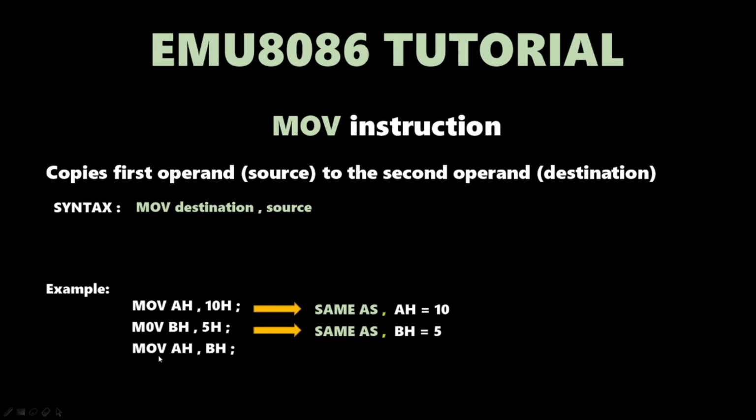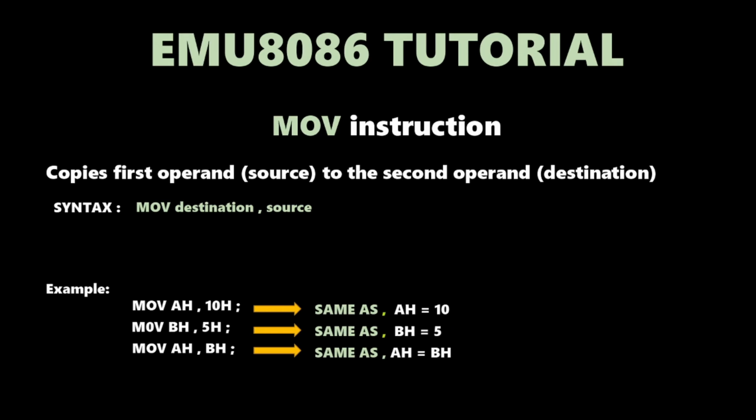Suppose if we write MOV AH, BH. Now what does it do? The BH we saw has the value 5. So the value 5 will get copied and get stored in AH. So the AH will have the value 5. This is the same as writing AH equals BH in any higher level language.